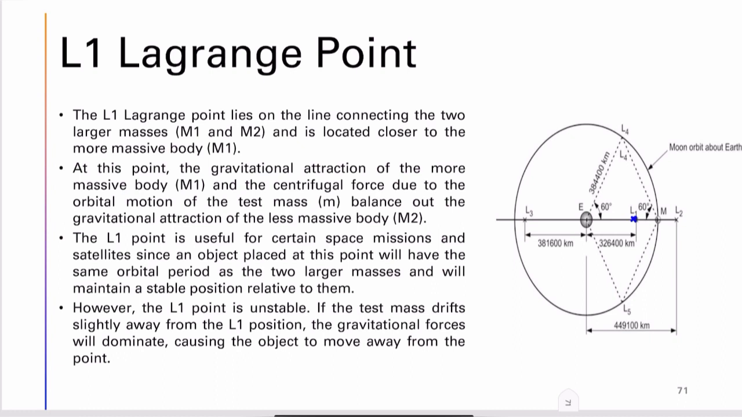So even when we put an object in an orbit, it drifts because it has its own velocity. If it drifts even a little, or due to atmospheric drag, under any condition, if the satellite at the point L1 drifts slightly away from the position L1, the gravitational force will dominate, causing the object to move away from the point.